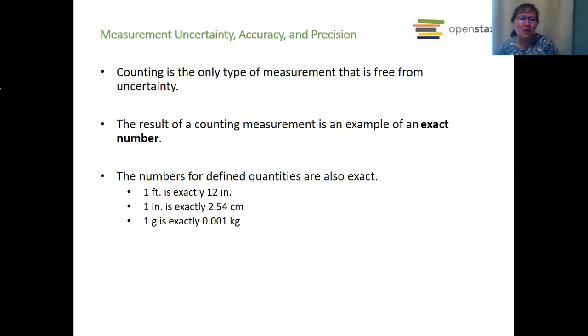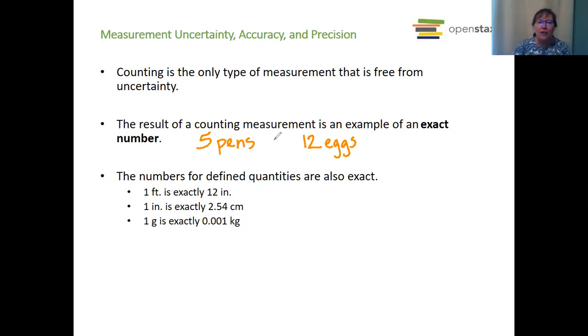Okay, so the result of a counting measurement is an example of an exact number. We know that 5 pens are exactly 5 pens. We know that they aren't 5.5 pens or 4.9 pens, there's 5. You could say that there are 12 eggs in our dozen, right? And we know that there are 12 eggs. I'm not going to open it up and be like, oh, look, there's 12.5 eggs here, because that just wouldn't make any sense. It's something that we're counting.